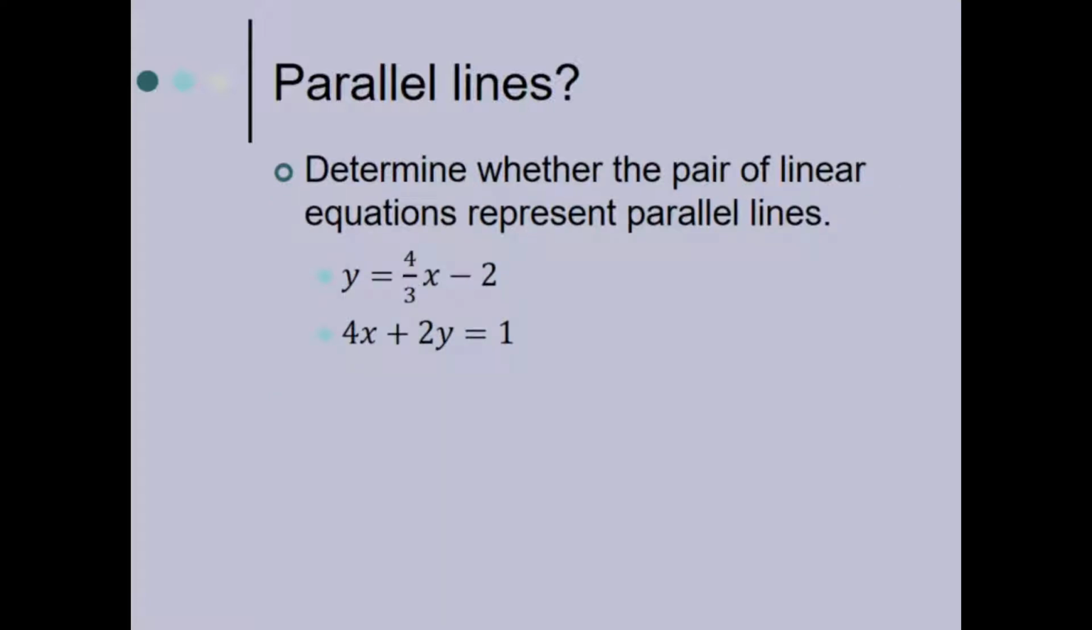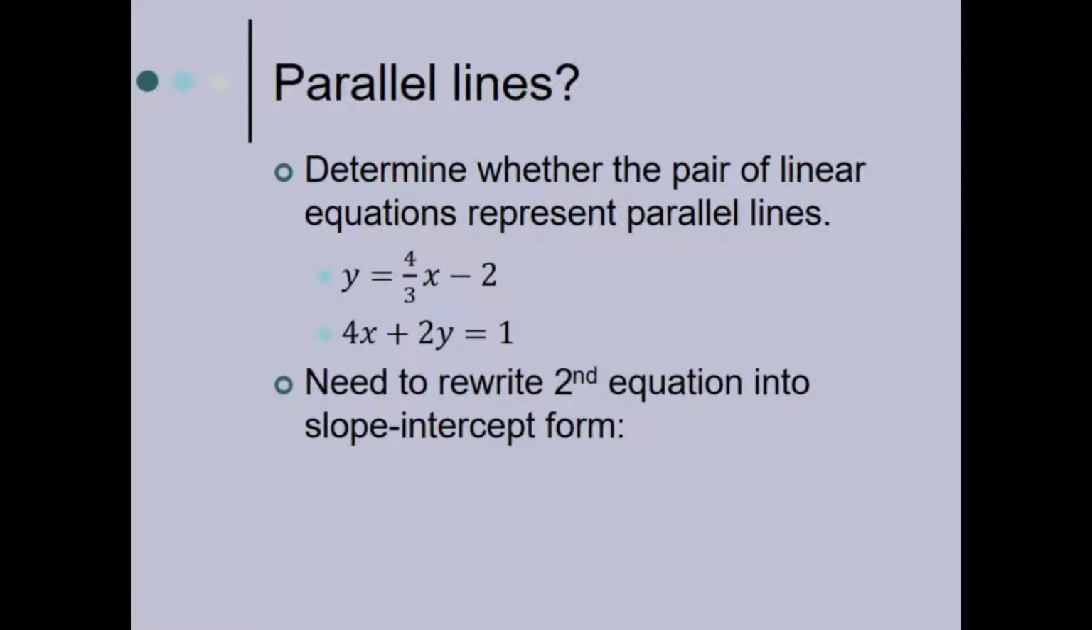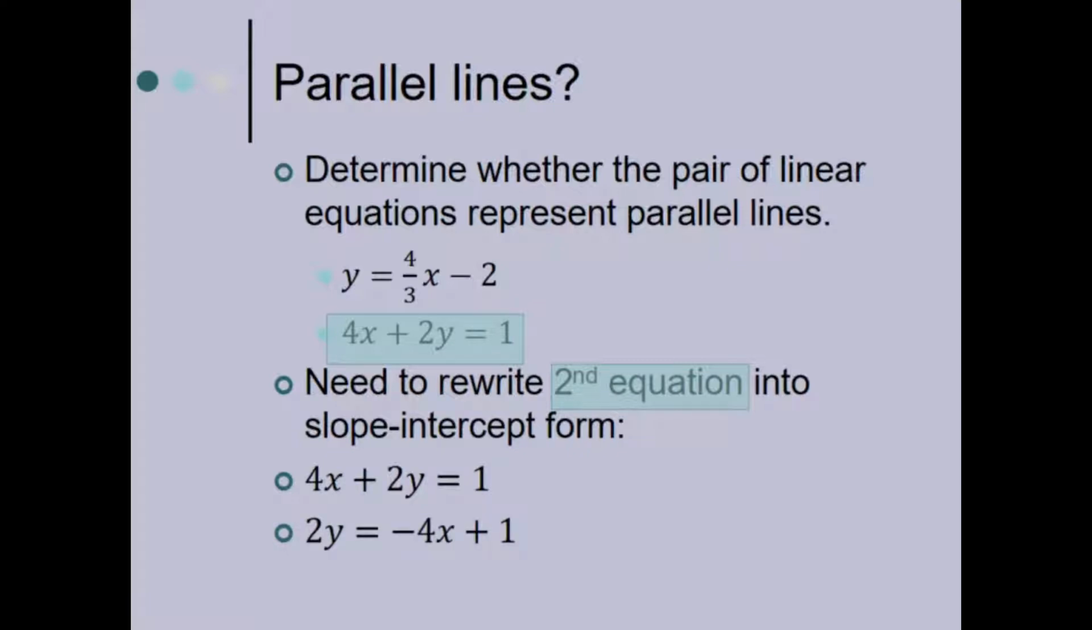The second equation, however, is not in slope-intercept form, so the first thing we need to do to determine its slope is to rewrite it. To do that, we want to get y by itself. To do that, we'll subtract 4x from each side.